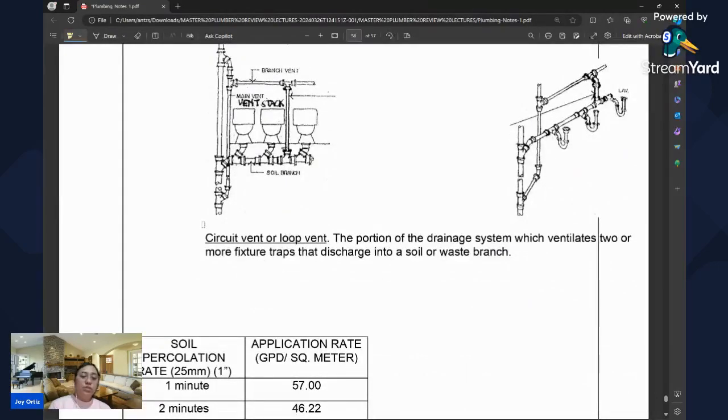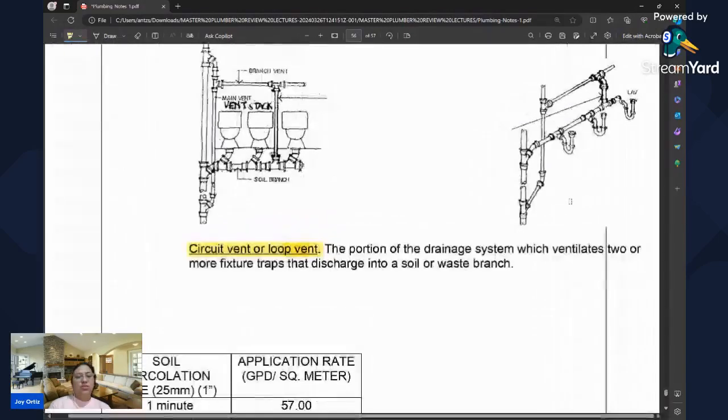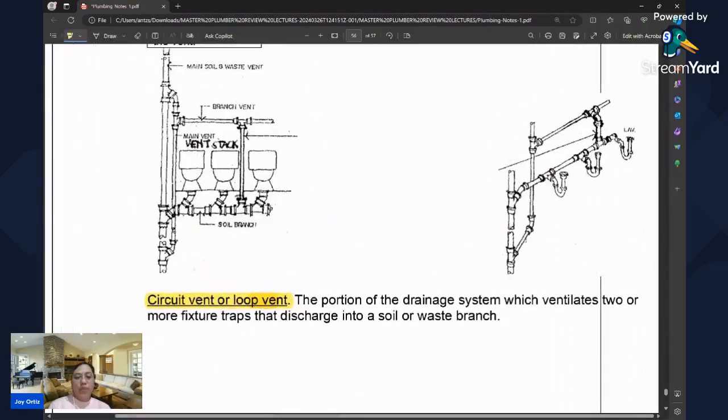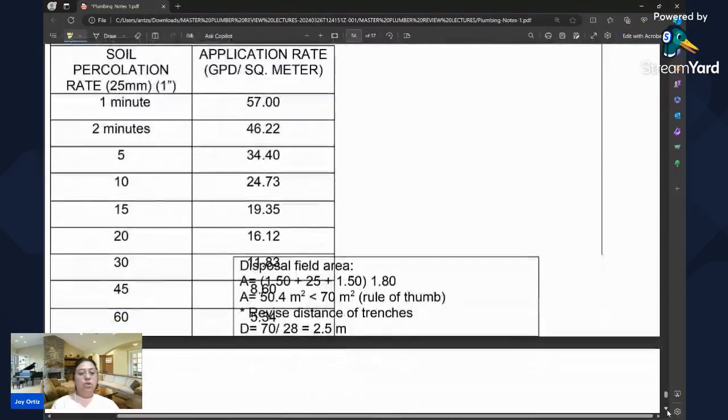So we have also the circuit vent or loop vent. As we can see, this is a circuit or loop vent. This is the portion of the drainage system which ventilates two or more fixture traps that discharge into a soil or waste branch. Here are the numbers. We will study those one by one. I will not read them anymore because we will just memorize them.